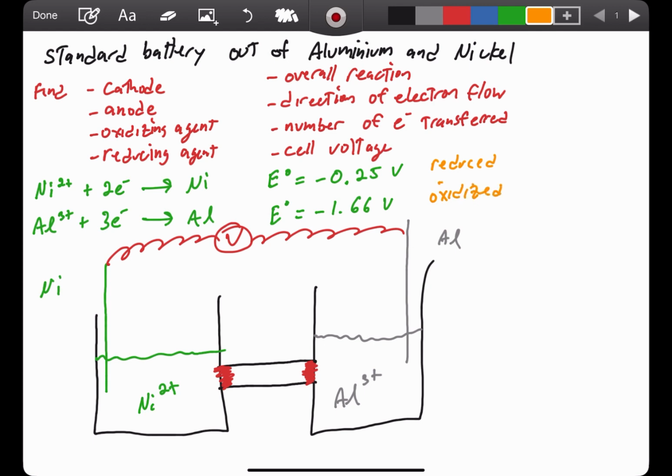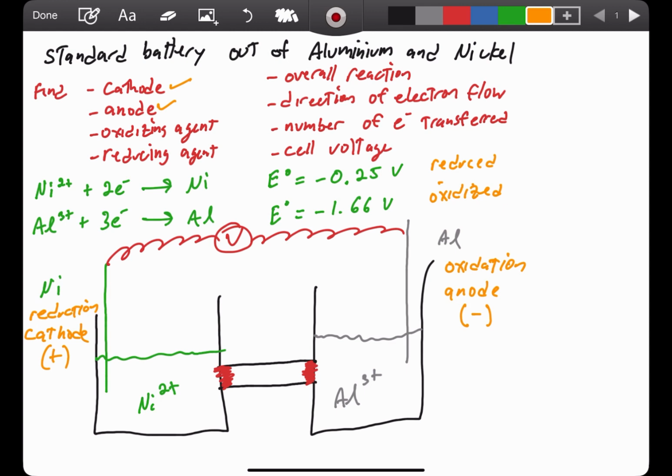Okay, so we know that the nickel will be the site of reduction. The aluminum will be the site of oxidation. The site of oxidation is always the anode, which means that the site of reduction is always the cathode. And an anode, just like an anion, is always negative. So we've got the signs here, and our cathode here will be plus. Okay, so let's see what we've taken care of so far. We've taken care of our cathode. We've taken care of our anode. We don't have much of anything else.